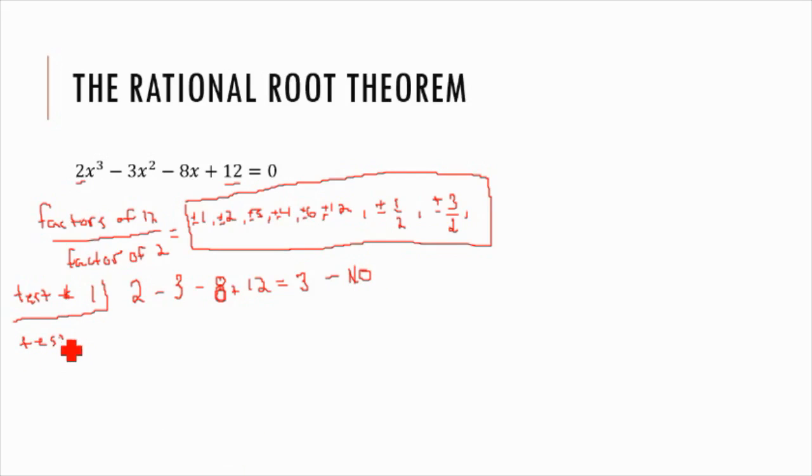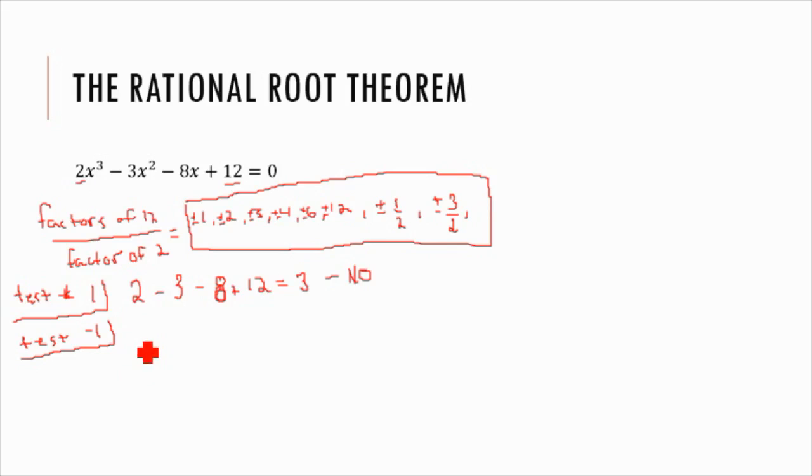Then I'm going to test negative 1. So this seems like a lot of work, but it's one of the only ways to factor. It is the only way to find a possible 0. So we have to do our due diligence and do it. It's not so much difficult as it is tedious. I know it is time consuming.